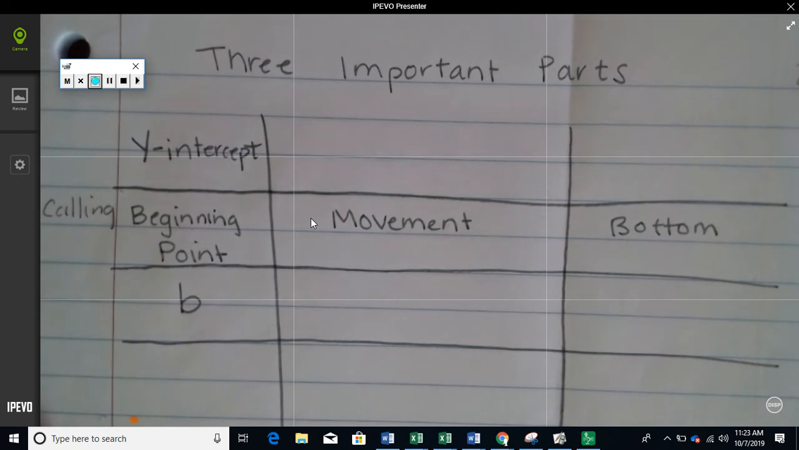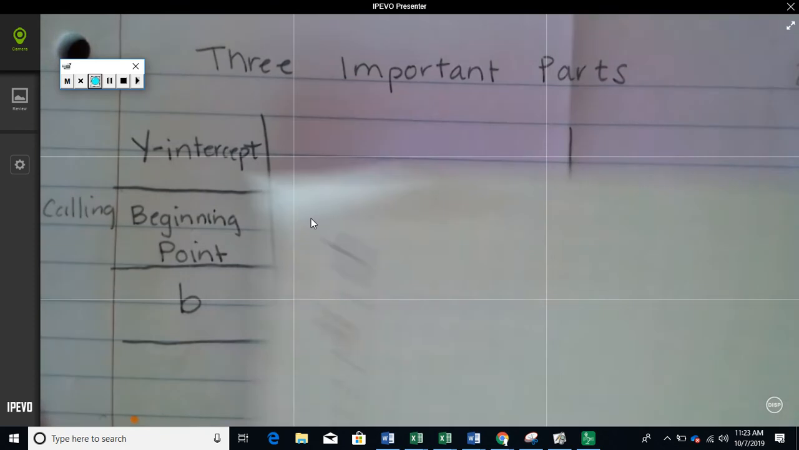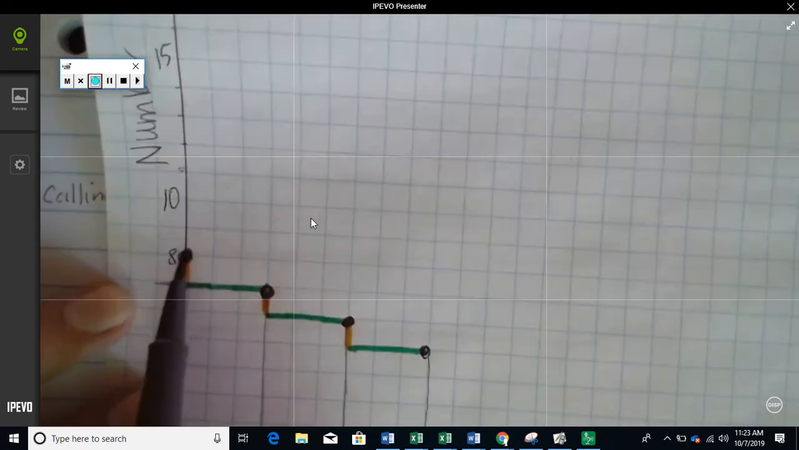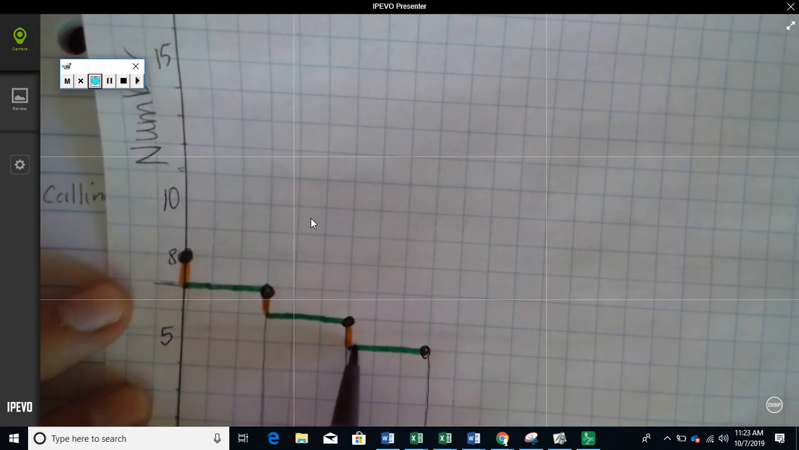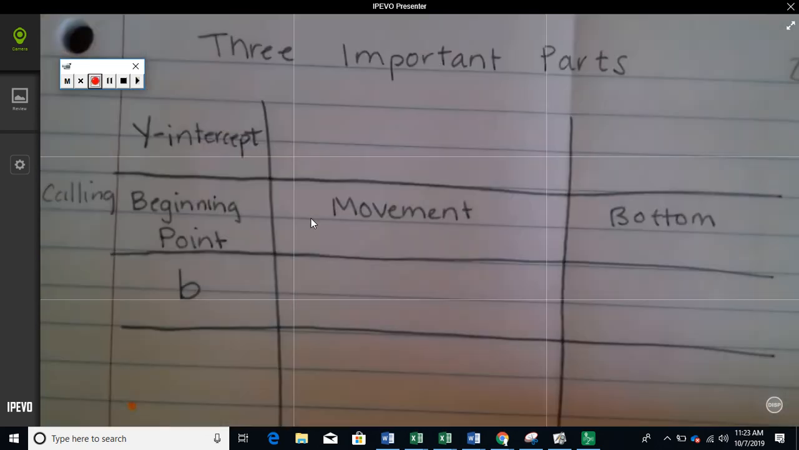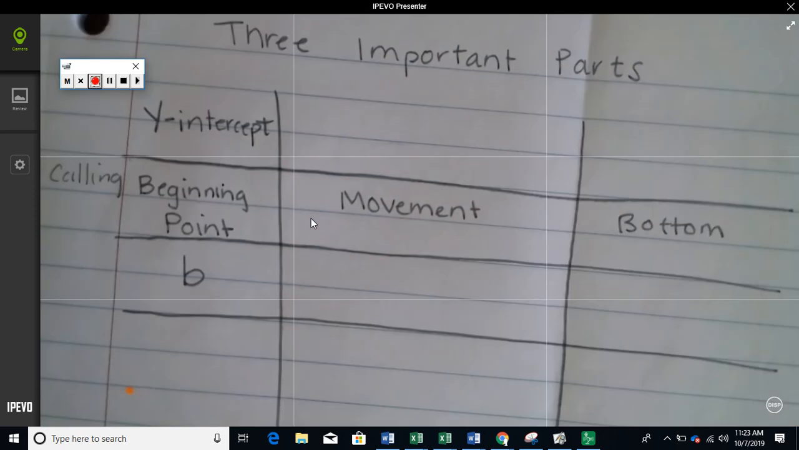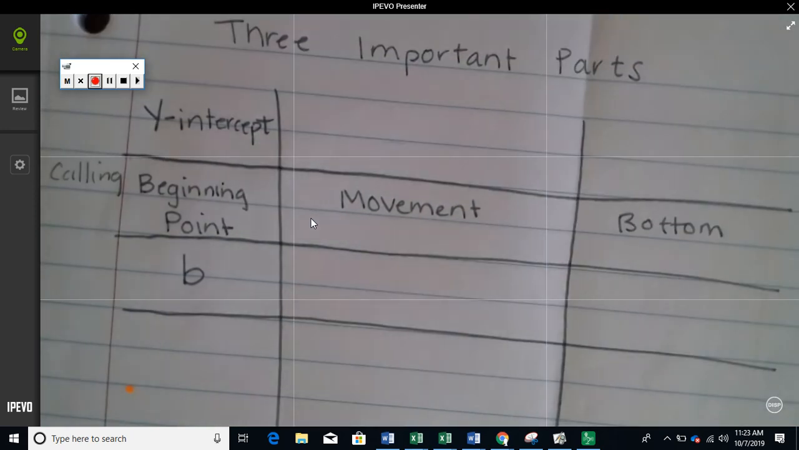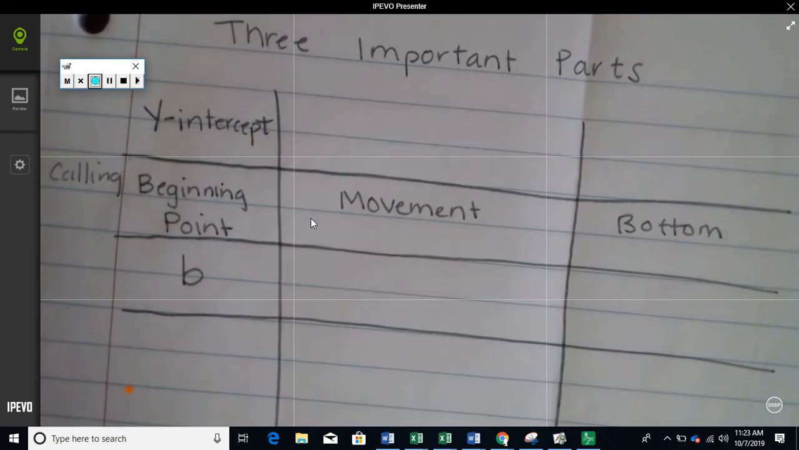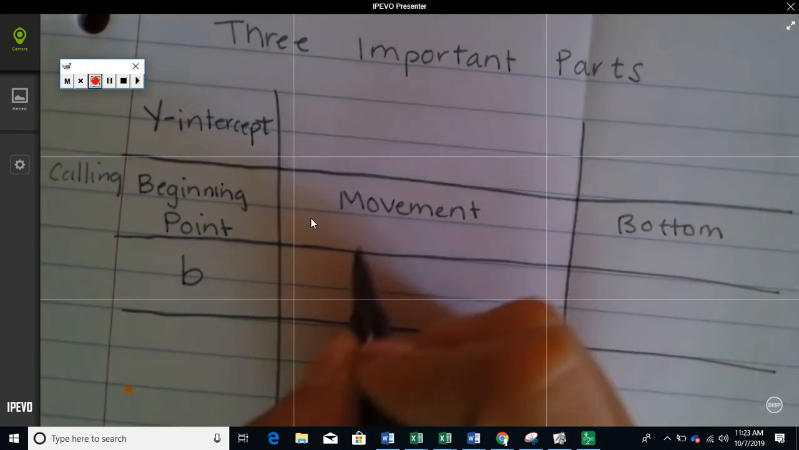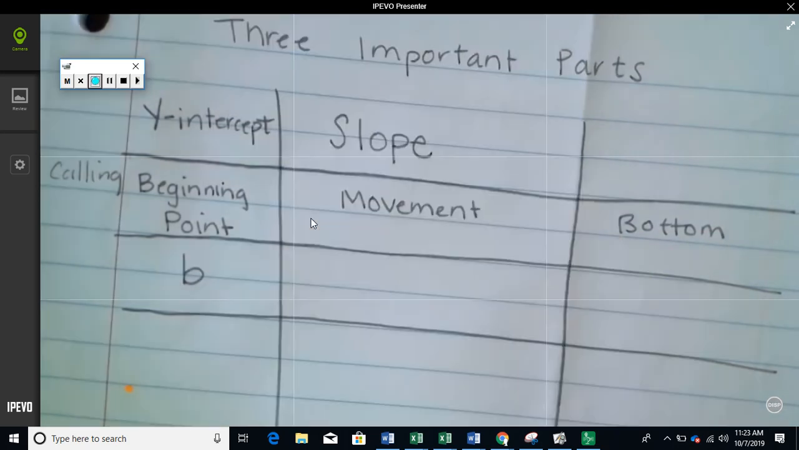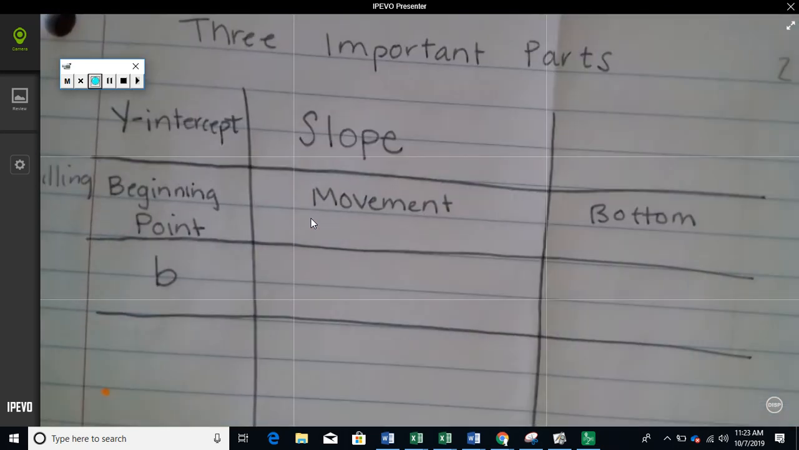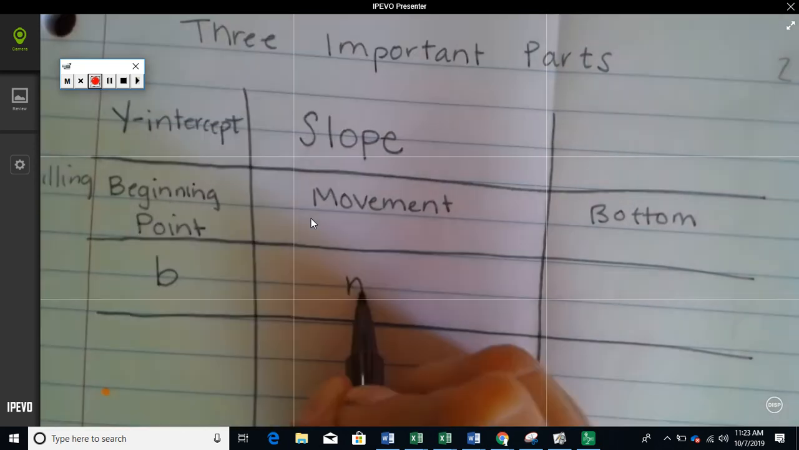For the movement is this part right here, where we went down 1 every 3 minutes, down 1 step every 3 minutes. Does anyone know what the math word for that is called? That movement that you do every single time, that keeps coming up every single time. Starts with an S. Yes, that movement is called slope. The symbol for it is a letter M.